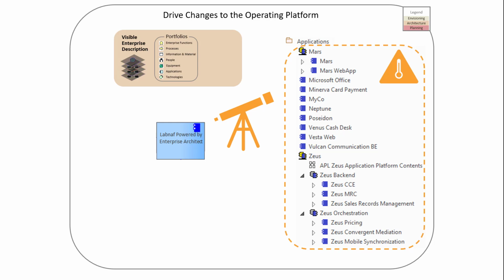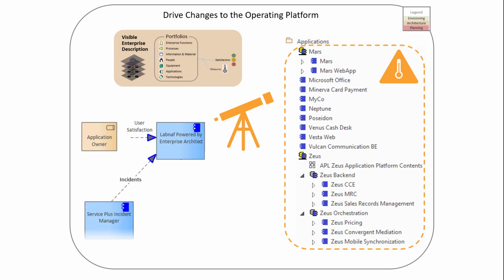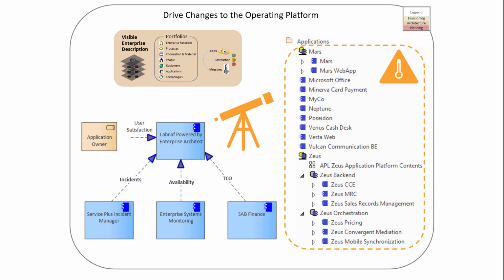Elements in the catalogs can be assessed either manually or automatically using imports. For applications, for example, user satisfaction can be assessed manually. The number of incidents can be imported automatically from an incident management system. Availability can be imported from an enterprise monitoring system. Cost can be imported periodically from an IT finance system.